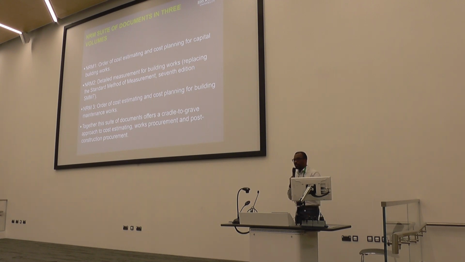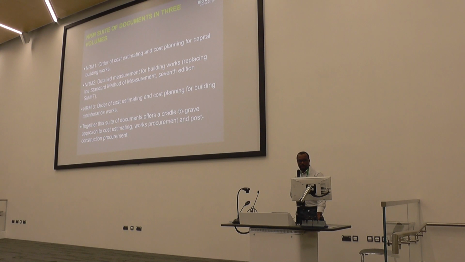But there are rules that need to be followed. There are rules that need to be followed when you go by the NRM2. And different work elements are separated within the NRM2. So the NRM2 helps you come up with a detailed measurement of the building works, of what goes into it, and based on that, you are able to go to price.